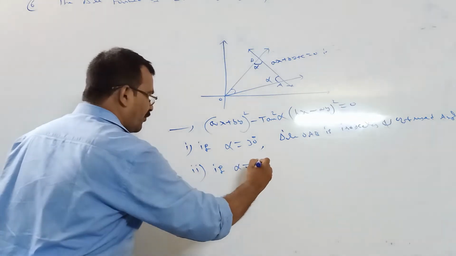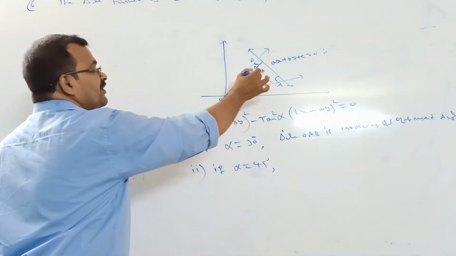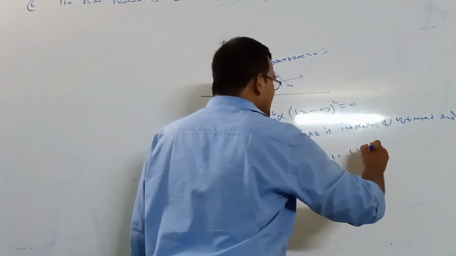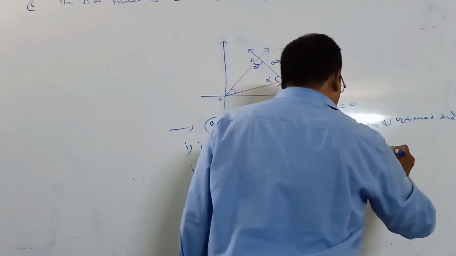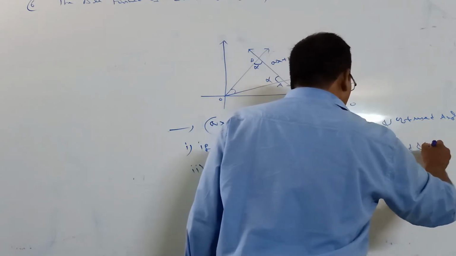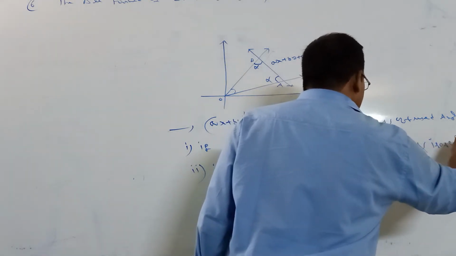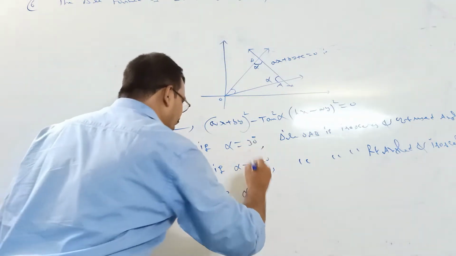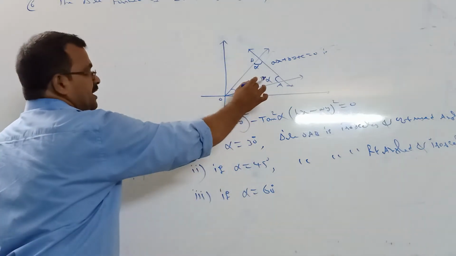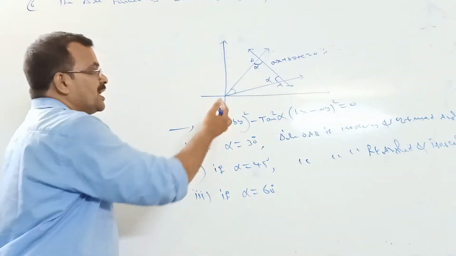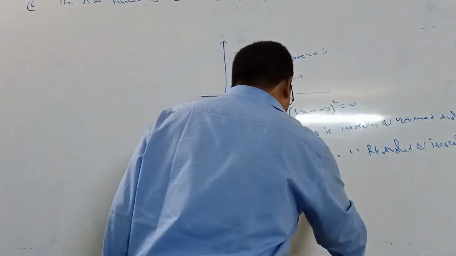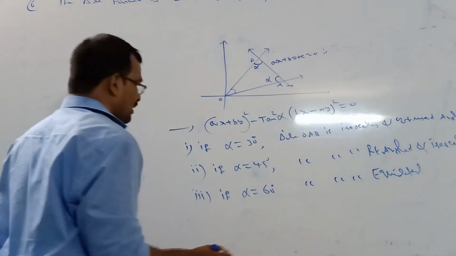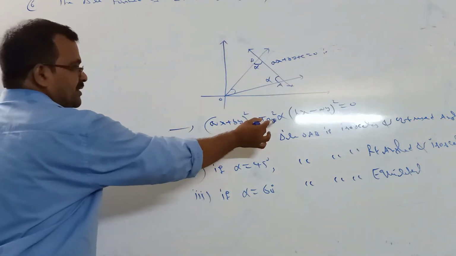If alpha equal to 45 degrees, this is 45, this is 45, two 45 means 90. Obviously, the other angle is 90. Then triangle OAB is right angled and isosceles. Next, if alpha equal to 60 degrees, 60, obviously the third angle also 60. In that case it is an equilateral triangle, then triangle OAB is equilateral. That means here tan square 60 means 3.